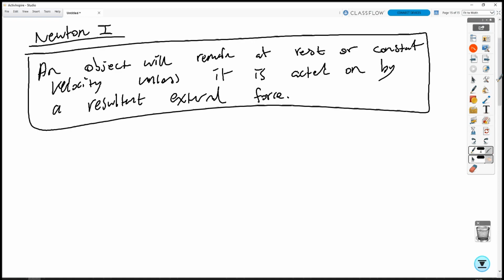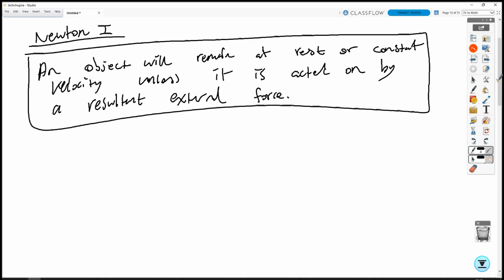So, if we have an object, it will carry on doing whatever it was doing unless a resultant force is acted on it. Which means that if forces cancel each other out, there is no resultant force, so it carries on doing what it was doing. In other words, if I take a hammer into outer space, and I just leave it there, it stays in its position.